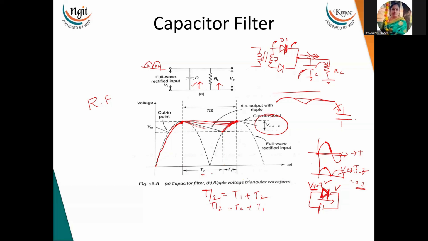Now here, T2 is greater than T1. The discharging time increases by increasing the capacitor and resistor values, and with a higher capacitor value, the total time period is almost the discharging time only. Because T2 is greater than T1, we can write T by 2 is equal to T2. We will use this in the derivation.